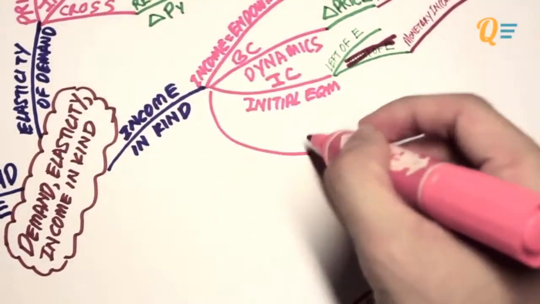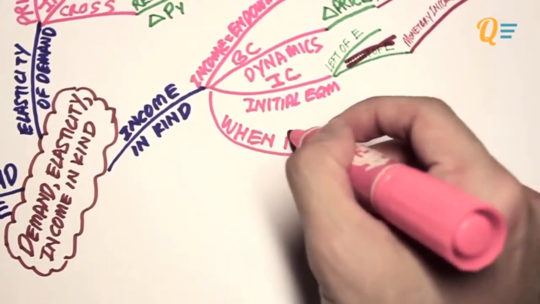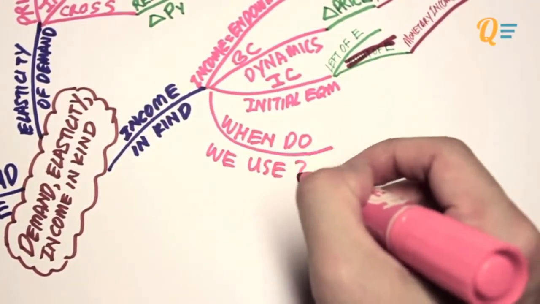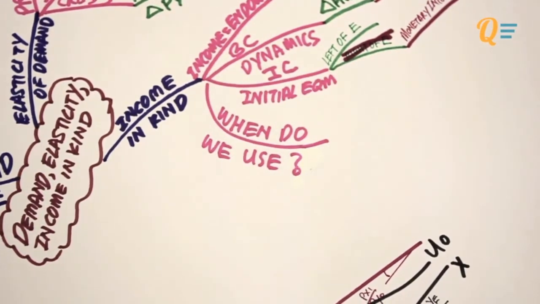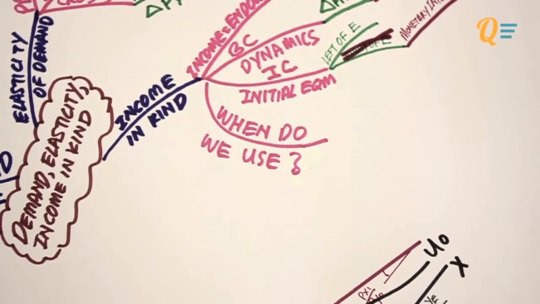So the next thing we're going to talk about is when do we use income in kind? So in general, there are three situations where we will want to use income in kind. So what is the first situation?